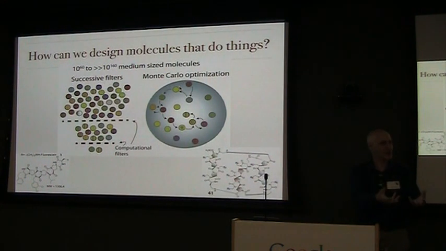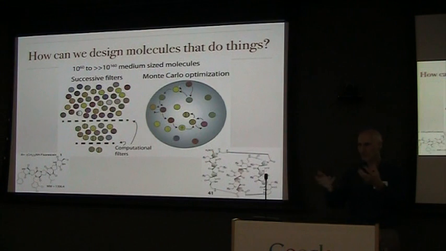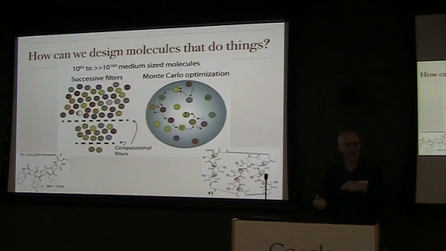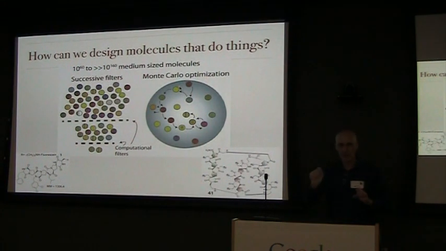If you predict the property gets better, you keep that, and you keep going with that. If it gets worse, you roll a dice based on a thermal factor, and you decide to keep it or go back to the previous one. That's it. So it's just a random walk through sequence space, but the idea is most of the time it'll move towards an optimum property.